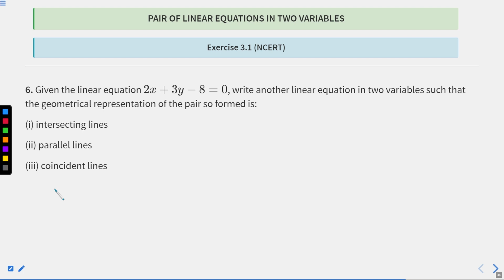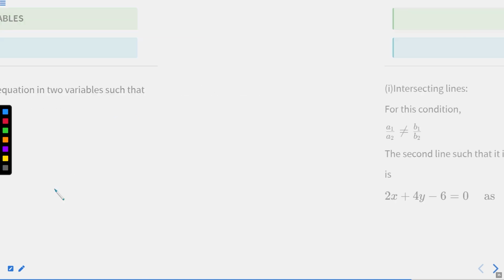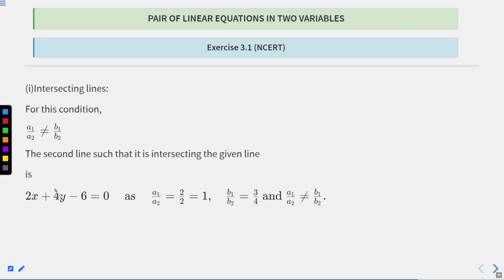So here, given the linear equation 2x plus 3y minus 8 is equal to 0, write another linear equation in two variables such that the geometrical representation of the pair so formed is intersecting lines, parallel lines, coincident lines. Okay, so let us see how to take.